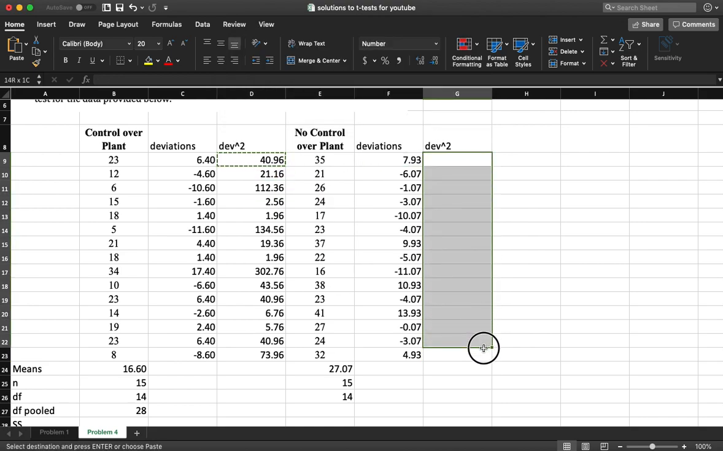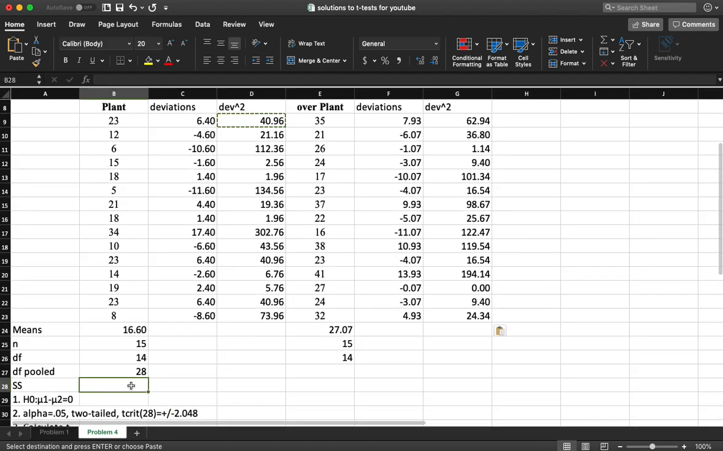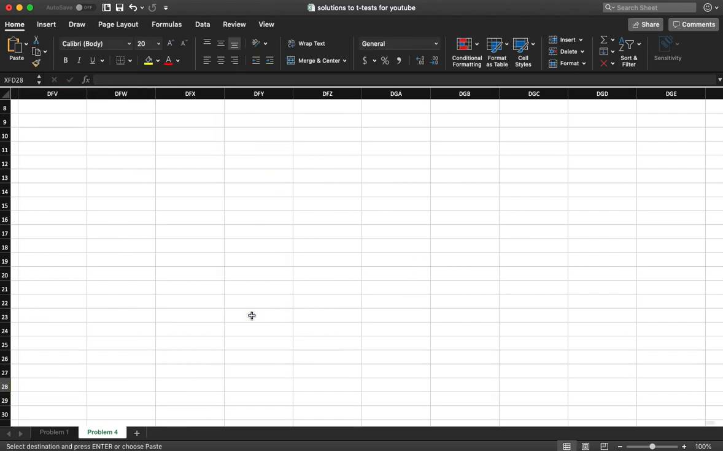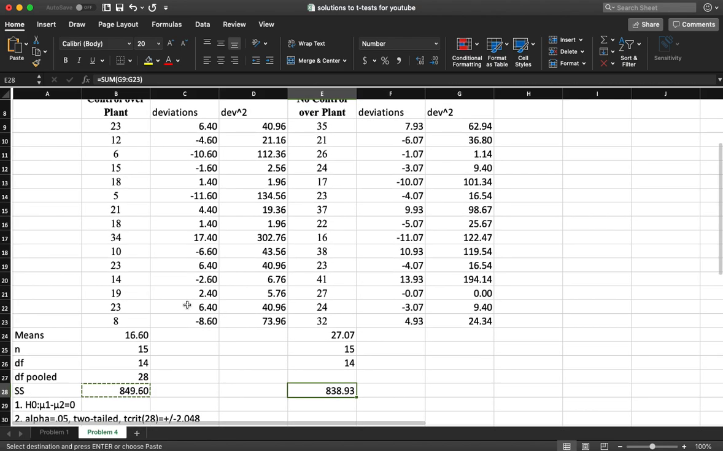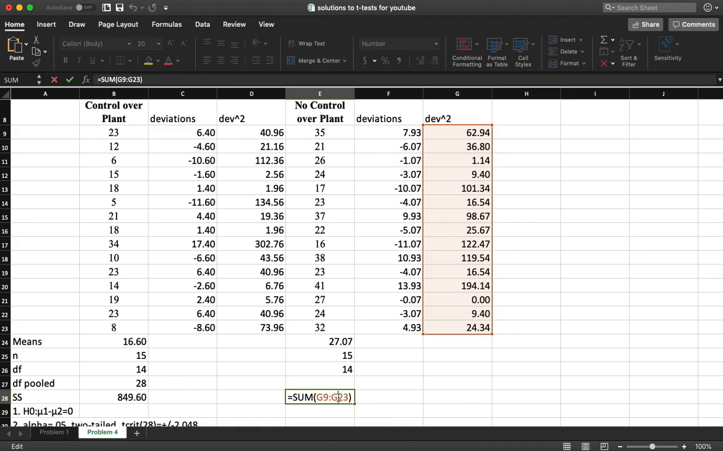Copy that. Paste it in each one of these cells. There we go. Now we can do sums of squares. The sum of the squared deviations for this group is equal to the sum of the deviations we just calculated. And I'm going to copy that and put it right over here. And that'll be our other sum of squares. Let's just make sure that that's what this formula says. Yep, it sure is. It sums those squared deviations.